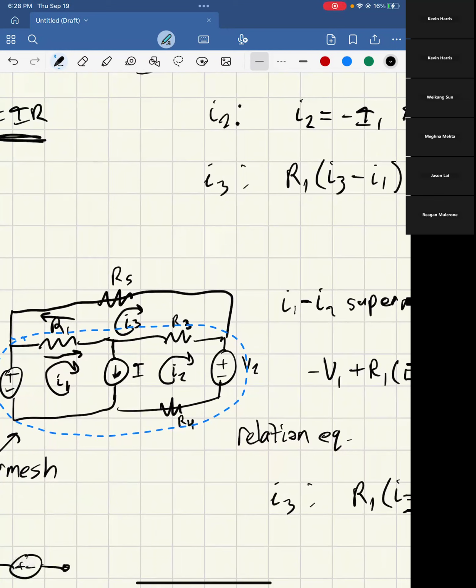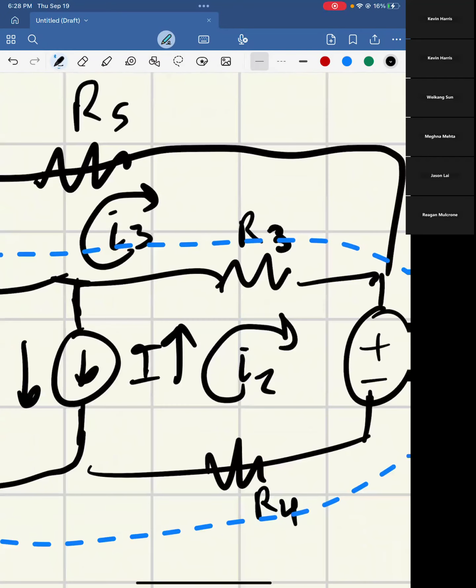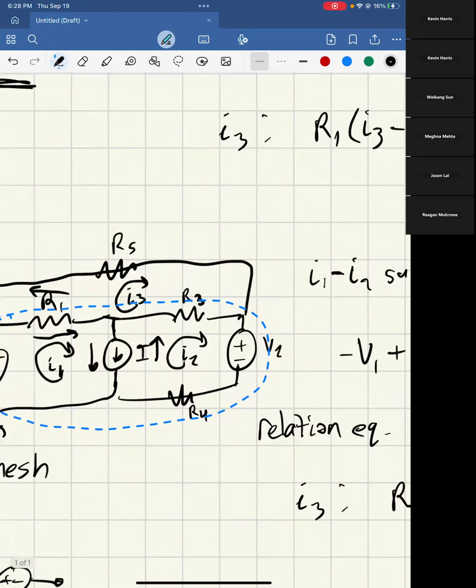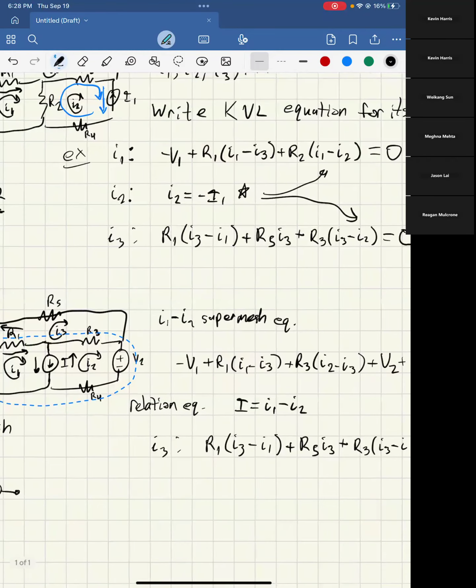On this branch of the circuit, we have I1 going down and we have I2 going up. So what that tells us is that since this is big I, the current source, going down, we can say that I equals I1 minus I2. And with that, you have enough equations to solve the circuit, basically.